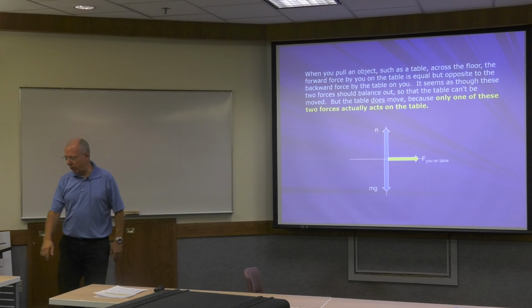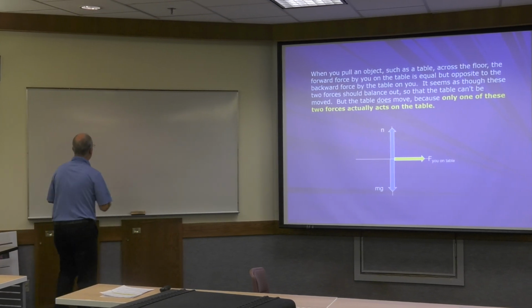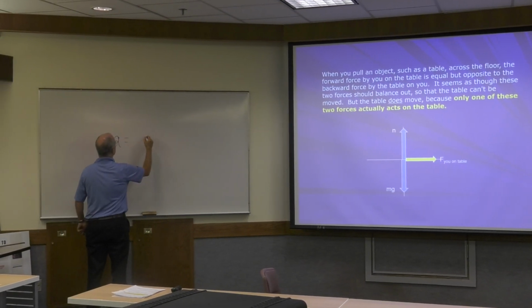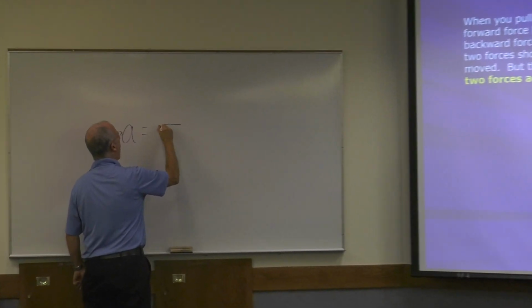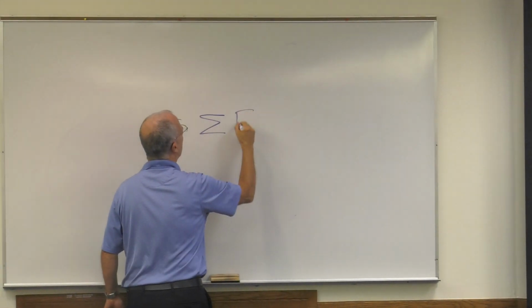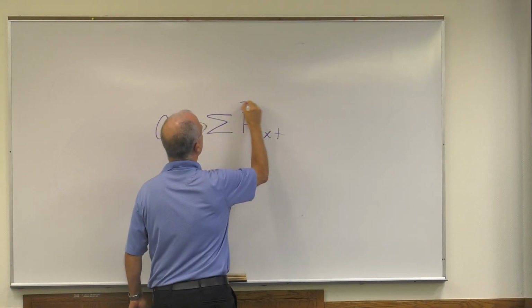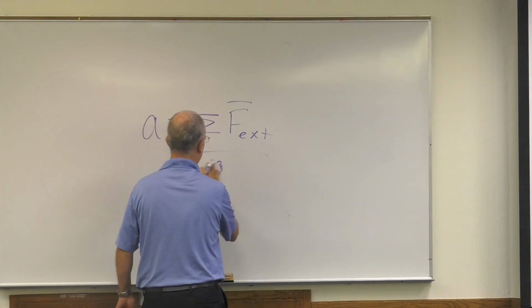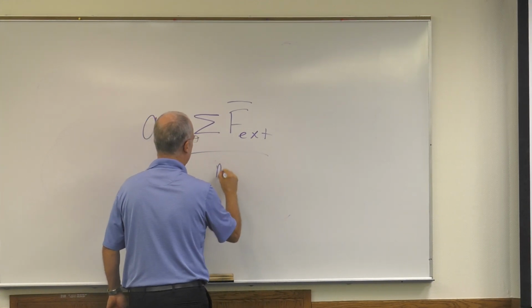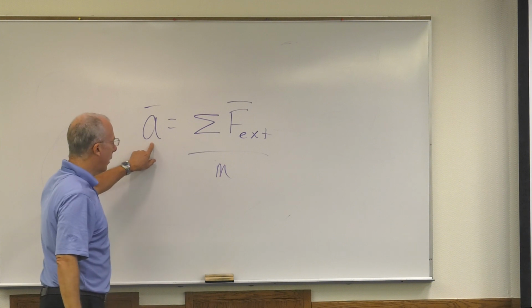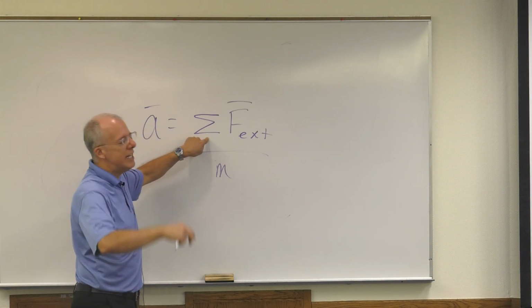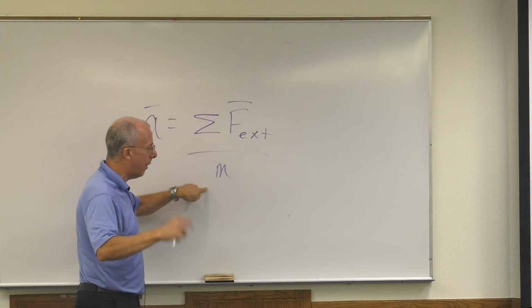Let me rewrite Newton's second law. A equals the sum, I'm going to write it in a long way, which I will hardly ever do. So the acceleration equals the sum of the external forces over the mass.